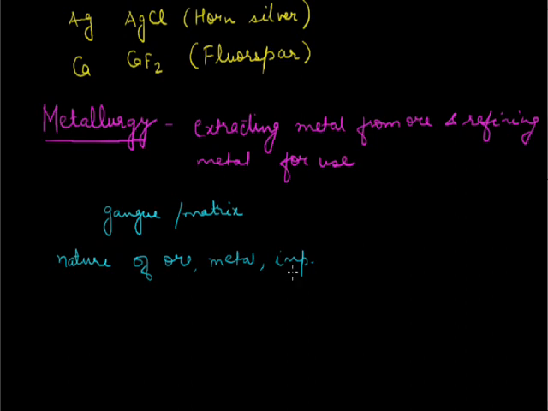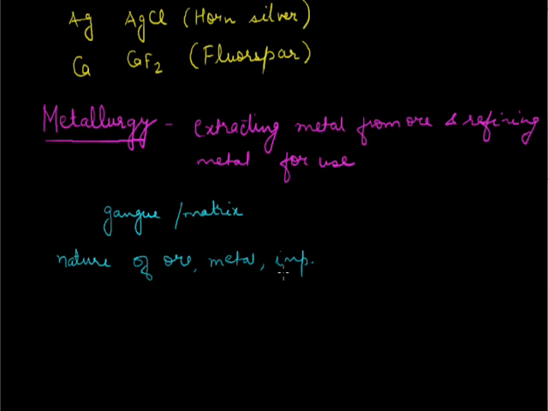Therefore, there is not a single method for the extraction of all metals. However, most of the metals can be extracted by a general procedure which involves the following steps. Now, from here onwards, sometimes I'll use the term method, sometimes I'll say it is a step of metallurgy.